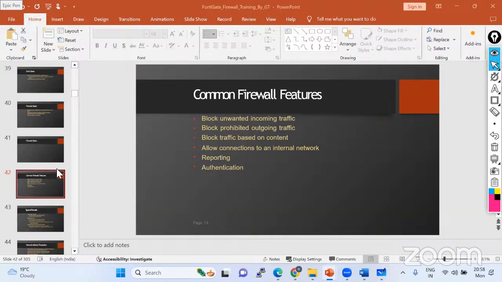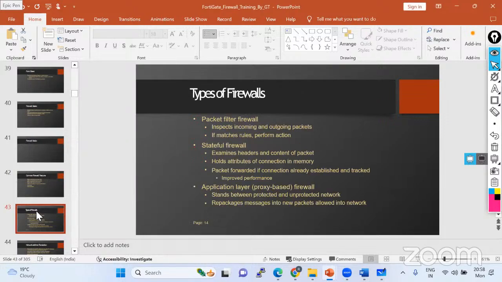So we just have to understand the common firewall features: block the unwanted incoming traffic, likewise Deepak added and some other folks also added. Right, we have prohibited outgoing traffic and blocking traffic based on the content. This is the next generation firewall. Allow connection to the internal network, authentication, reporting. If you want to get any reporting, that is also possible in a firewall.